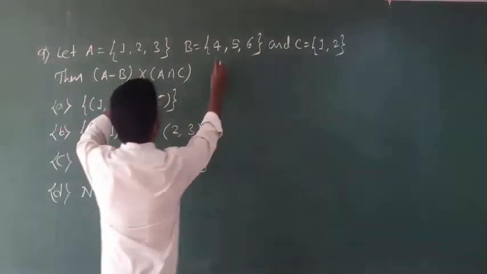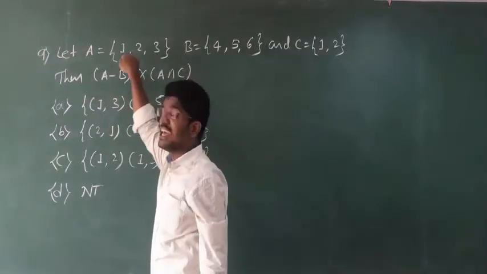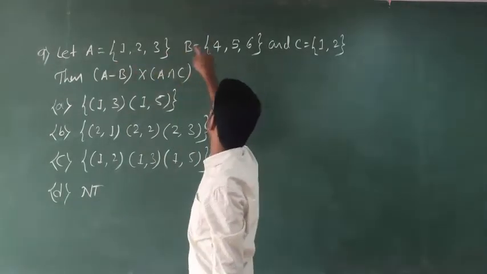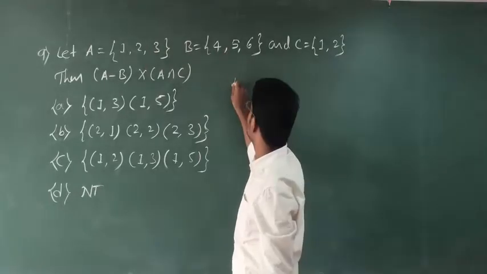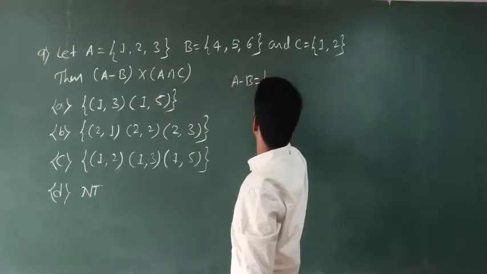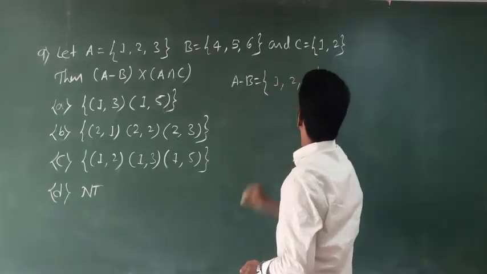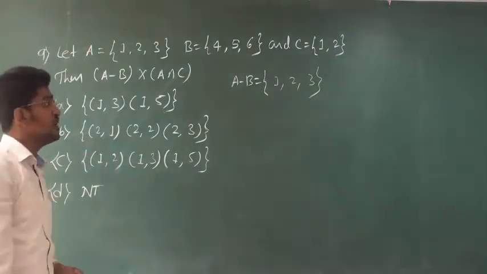That is your A minus B. Okay, so elements in A but not in B. What are the elements in B? 4, 5, 6. So leaving these elements, the elements of A. See, 1, is it present in B? No. 2, is it present in B? No. 3, is it present in B? No. Then what is A minus B? It is going to be equal to 1, 2, 3. Elements which are in A but not in B.